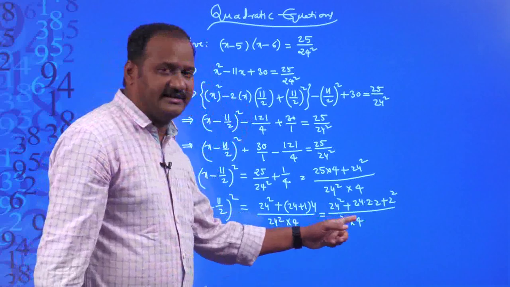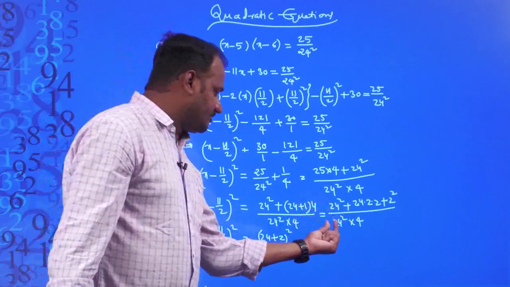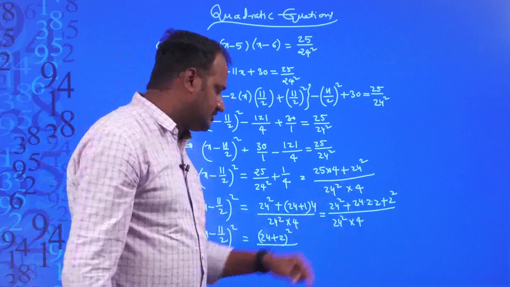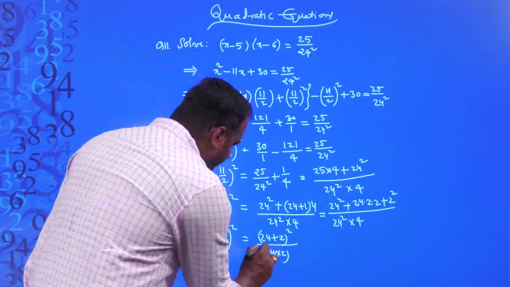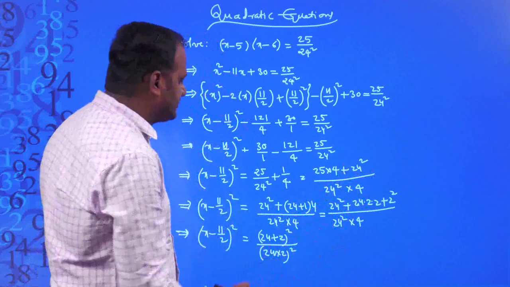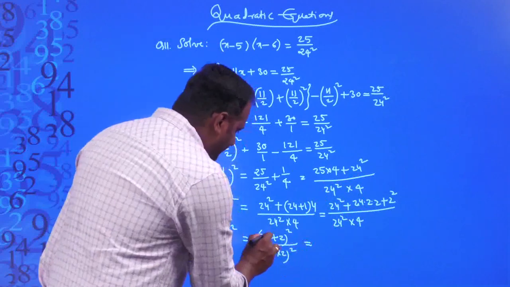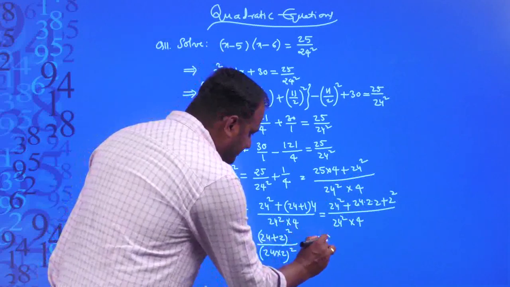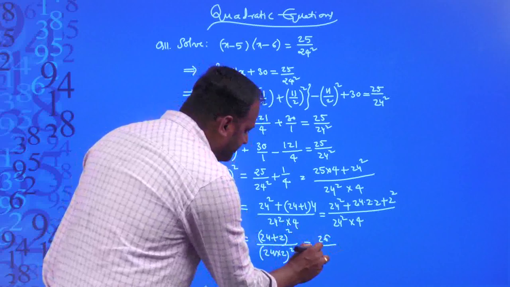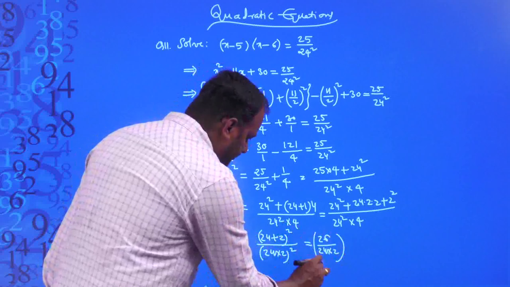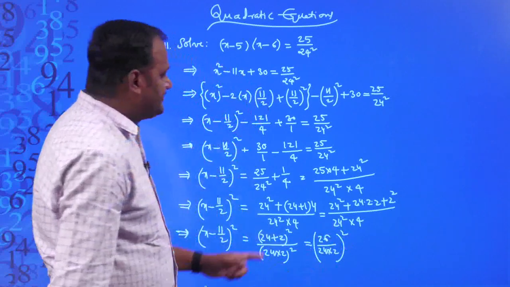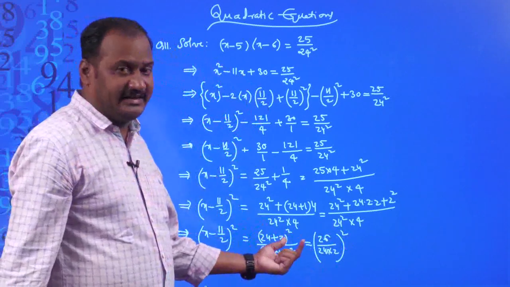Can I write this 4 as 2 square? Then it would be 24 into 2 whole square. Hope you understand this conversion, which is equal to 24 plus 2 is equal to 26 divided by 24 into 2 is 24 into 2 whole square. Now, it helps us to simplify easily.